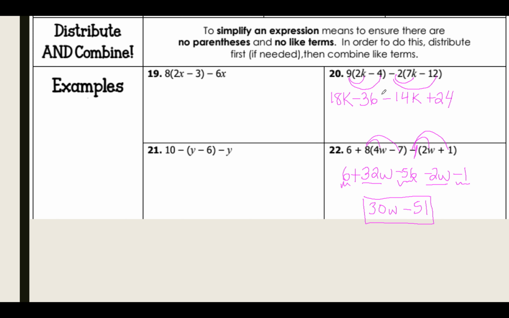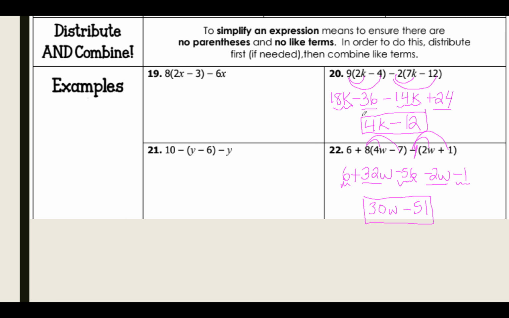Now let's combine. So our k's are going to go together and our numbers are going to go together. So 18k minus 14k is going to be 4k. Negative 36 and positive 24. So really that's like 24 minus 36. So how far is 36 from 24? It's going to be 12, and then there's more negatives, so minus 12. 4k minus 12 for our final answer.